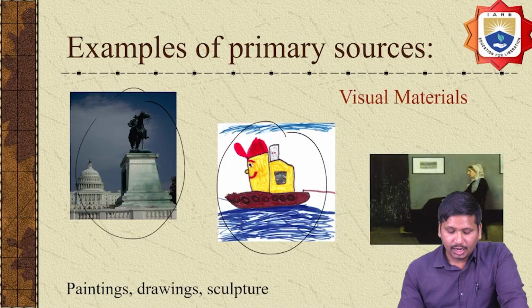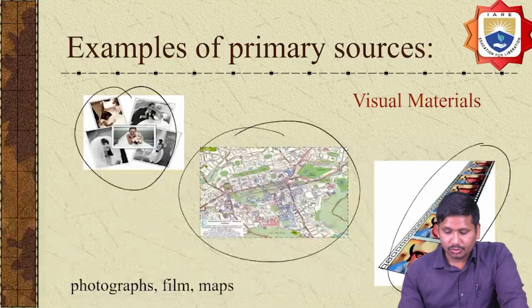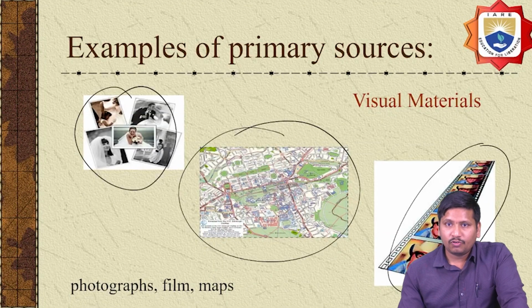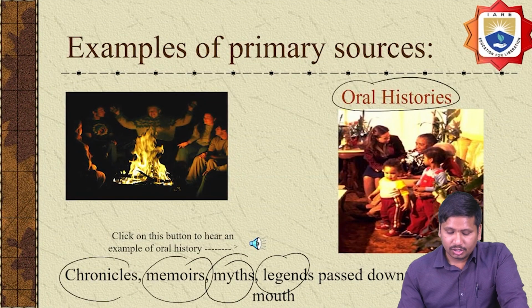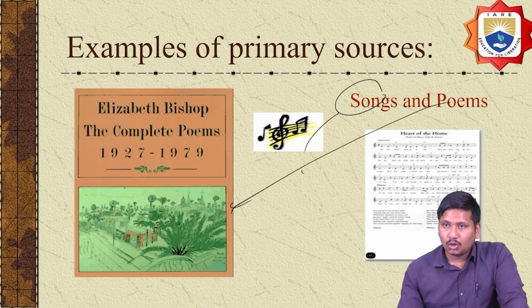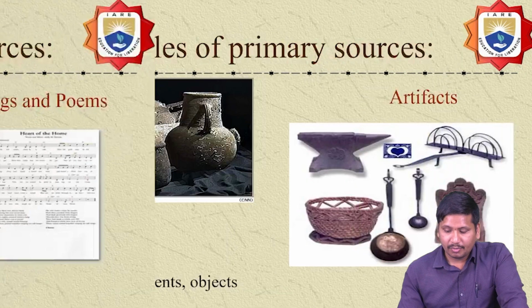And then visual materials like paintings, drawings, and sculpture should also be examples of primary sources. And then visual materials like photography, films, and maps, whatever it may be, all come under visual materials, and are also examples of primary sources. And then oral histories, and songs and poems should also be examples of primary sources.